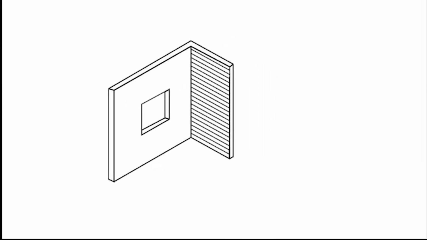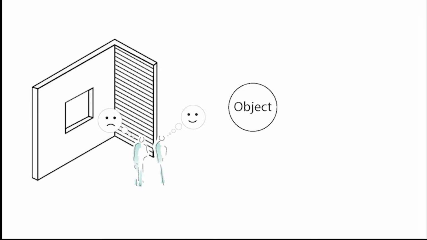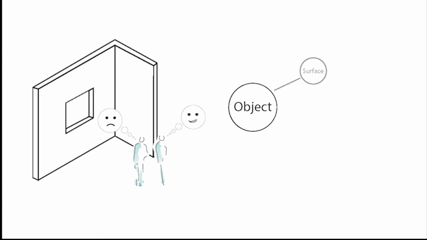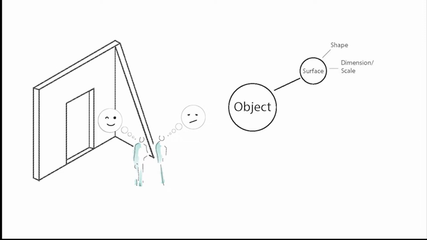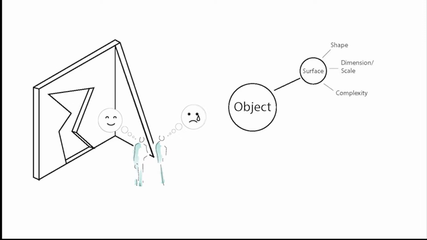Let's have a look at an object they are observing. An object's appearance is affected by different aspects. For one, the surface of the object. It can be altered by changing its shape or changing its dimensions, but you could also change the overall complexity of the surface. As we can see, changing the surface's properties can have an effect on our attitude towards it.